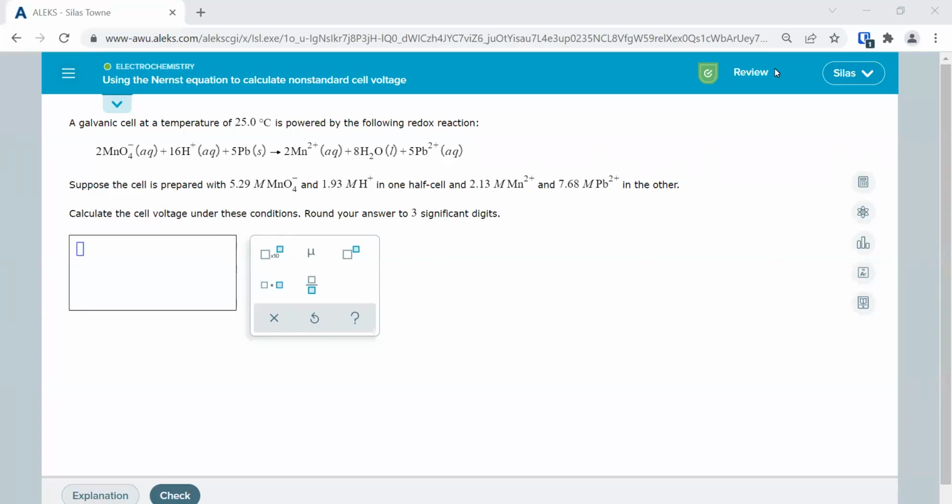All right, let's look at using the Nernst equation to calculate non-standard cell voltage. Well, what does that mean? Well, we've looked a lot at cell voltages and calculating Ecell at standard conditions. But standard conditions is at a certain temperature and 1 molar concentrations. Now, even if you start there, it's going to change pretty quick unless you're doing something to manipulate that.